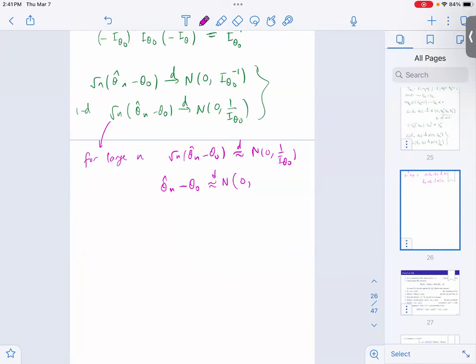So if I multiply by root n on both sides, let's say this is normal with this distribution. What will be the distribution of this? I'm dividing it by root n.